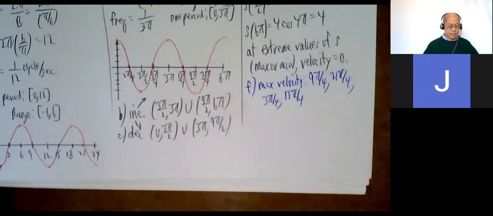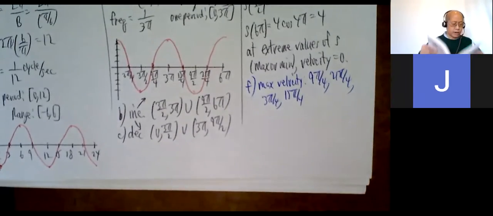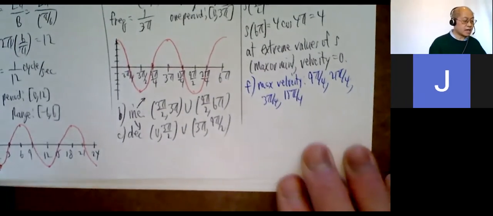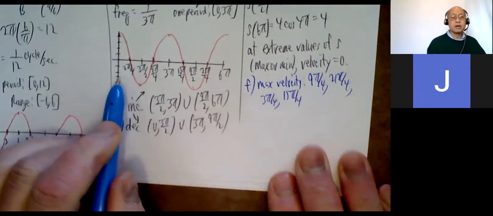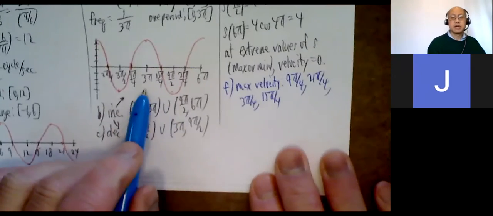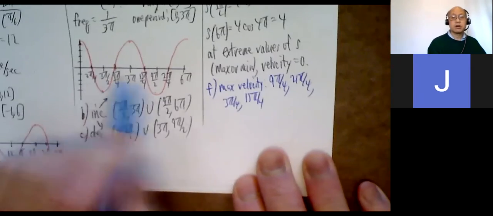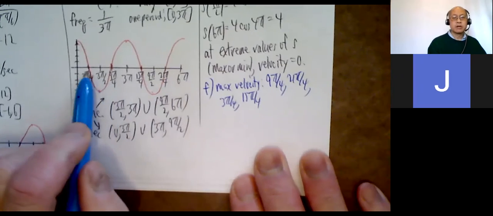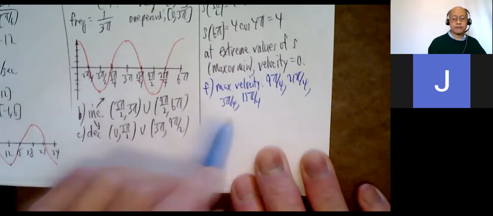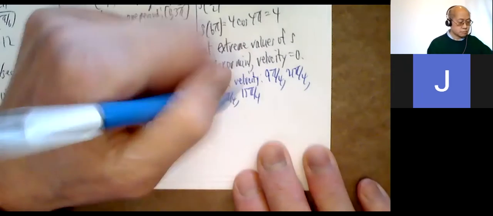Okay. And then it says, where is the mass at these times? Look at this function. 9π/4, 21π/4, 3π/4, 15π/4. It's at 0. Okay.